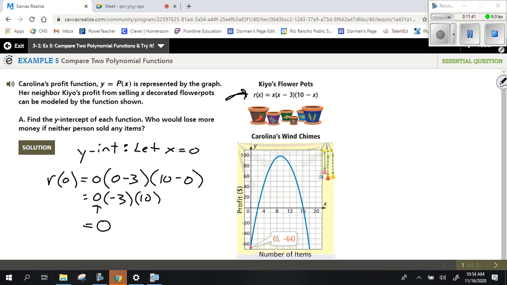So we know that when this gentleman sells 0 flower pots, he makes 0 money. While unfortunately for Carolina, if she sells 0 wind chimes, she loses $64. So we would say that Carolina will lose more money.